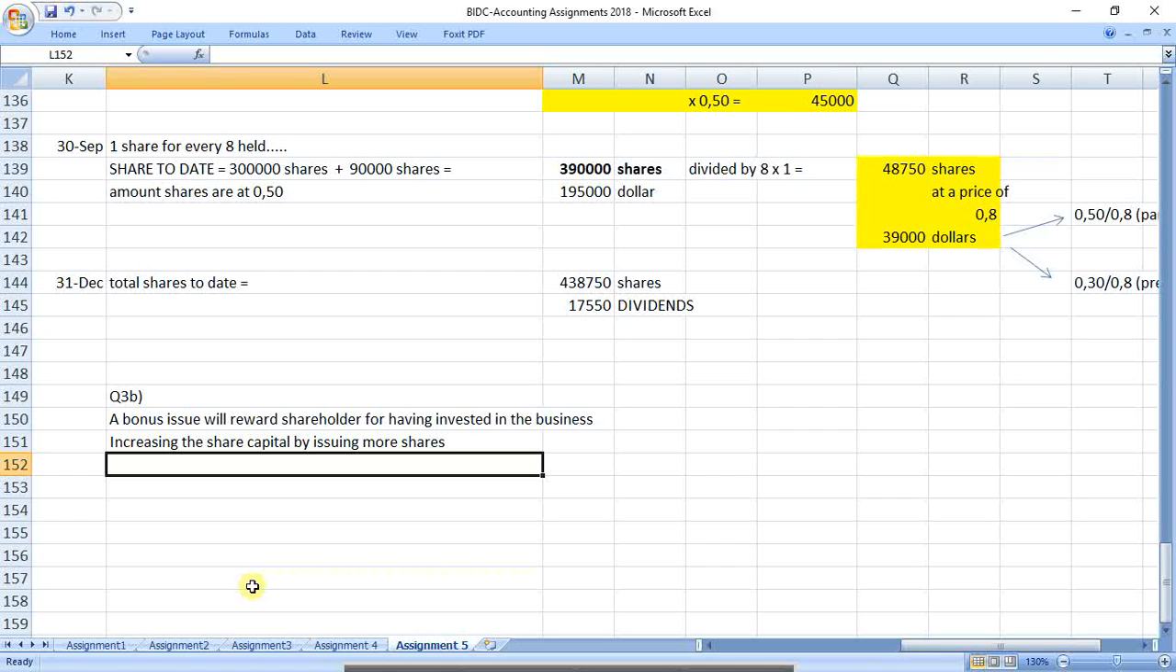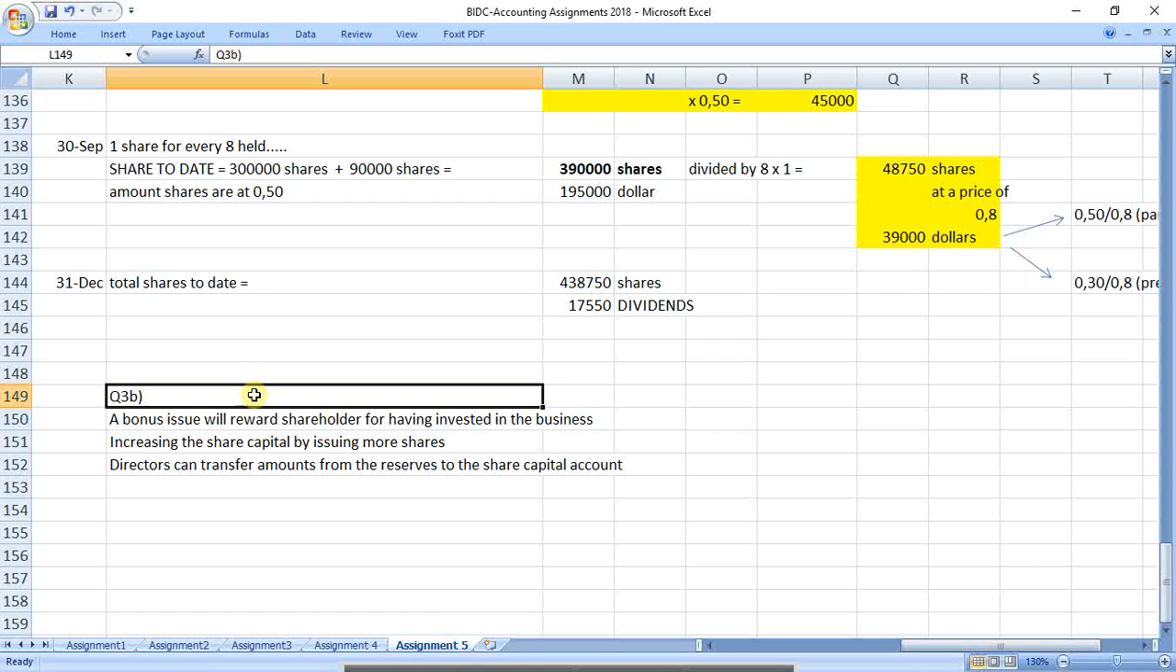Directors can transfer amounts from the reserves to the share capital account. Okay, there's your three advantages. Right, that's advantages.